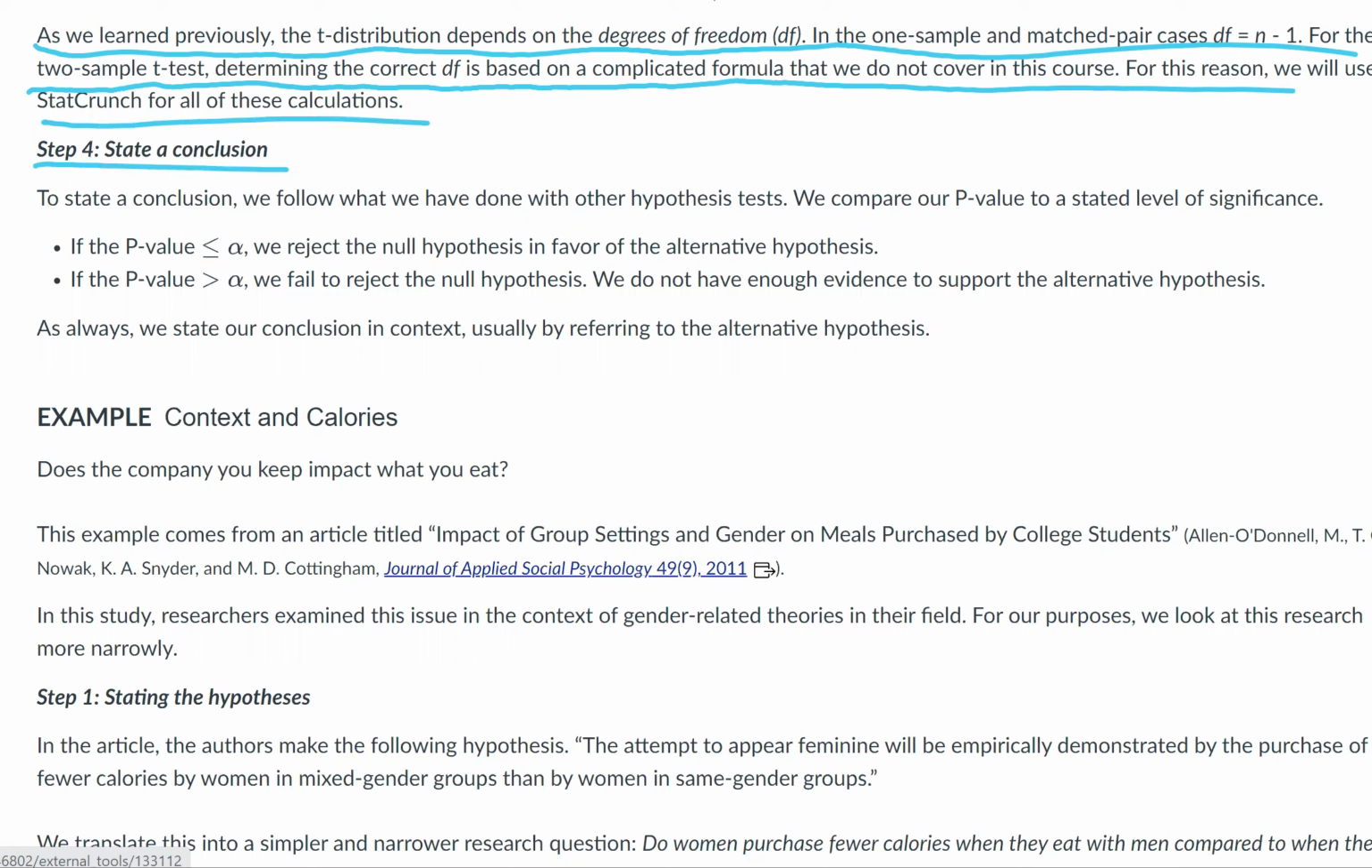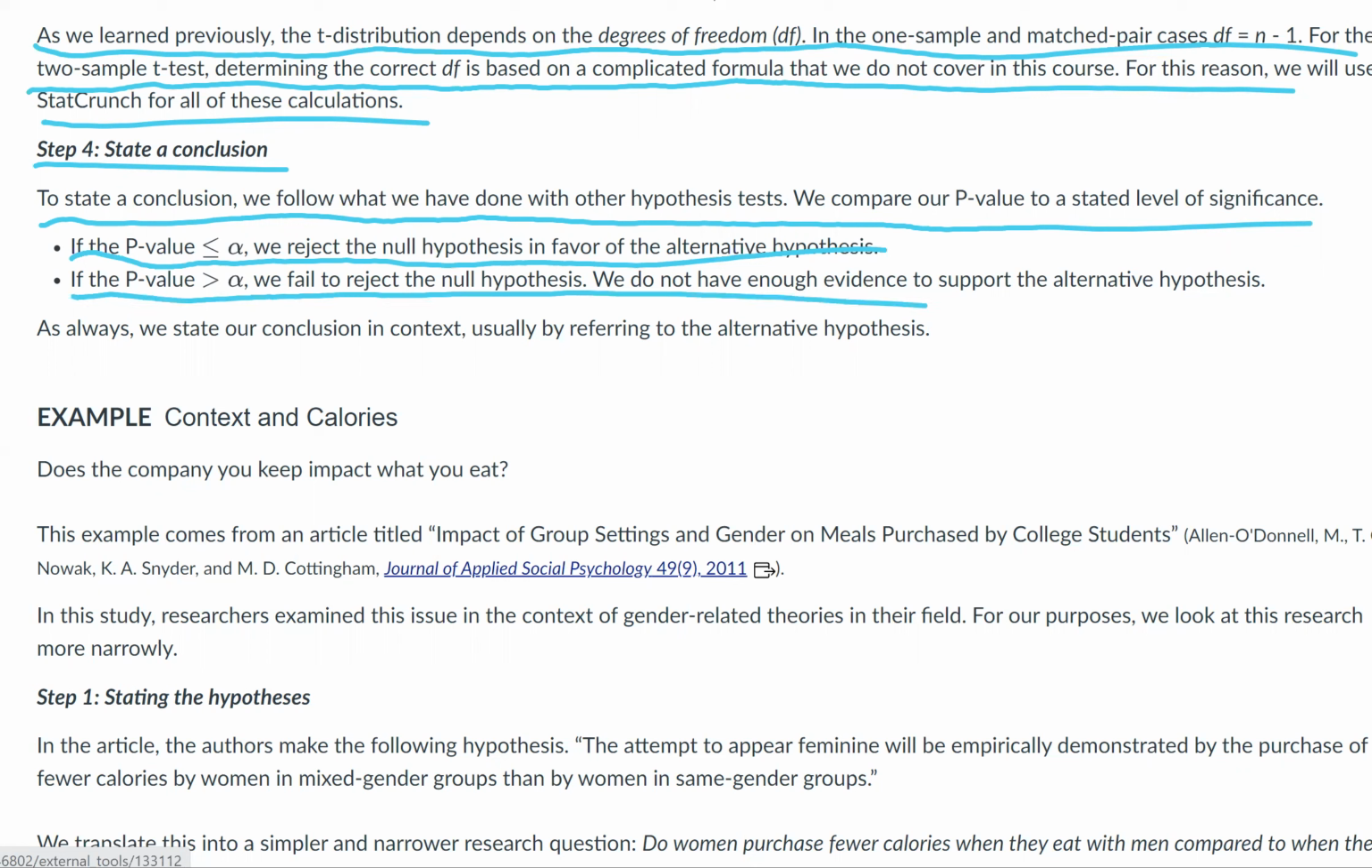The fourth step is to state a conclusion. To state a conclusion, we follow what we've done on the hypothesis tests. We compare our p-value to a standard level of significance. If the p-value is less than or equal to alpha, we reject the null hypothesis in favor of the alternative hypothesis. If the p-value is greater than alpha, then we fail to reject the null hypothesis because we don't have enough evidence to support the alternative hypothesis. As always, we state our conclusion in context, usually by referring to the alternative hypothesis.